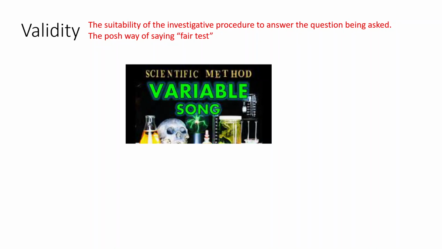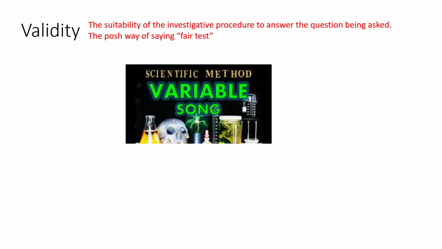So the most important part of the variable song is obviously for most students is so you always know what the independent, what the dependent variable is, and how you plot them on your graph. But the third verse is this. Control variables stay the same. It's so you can compare, and the test you do is valid. Control variables stay the same.